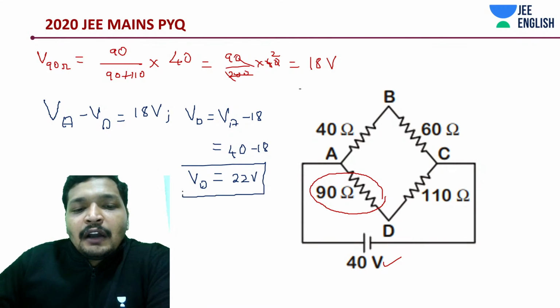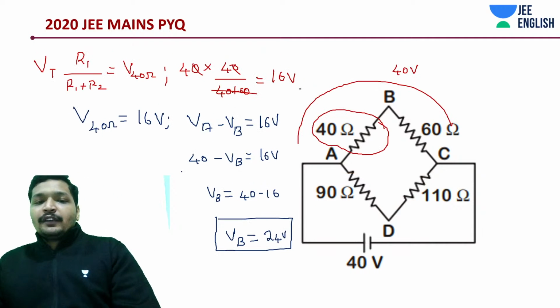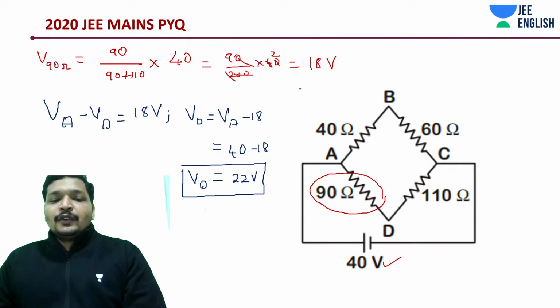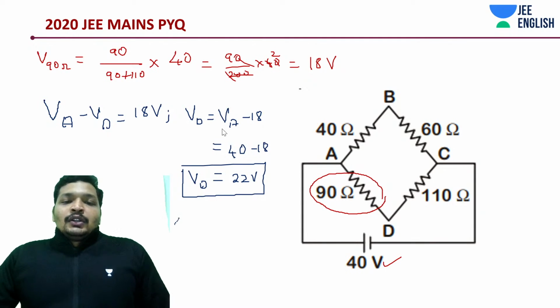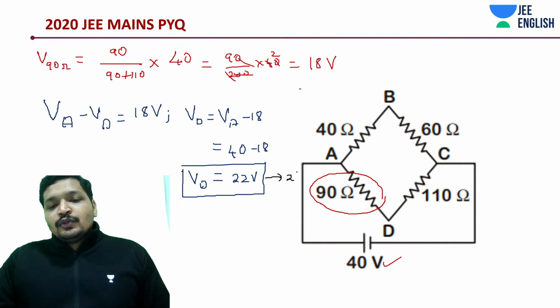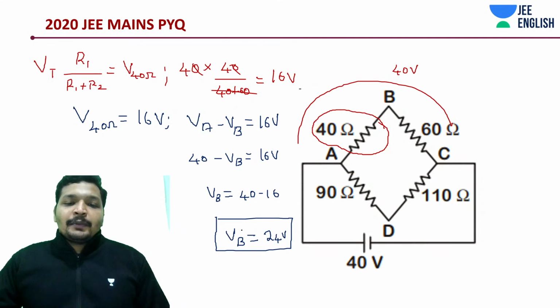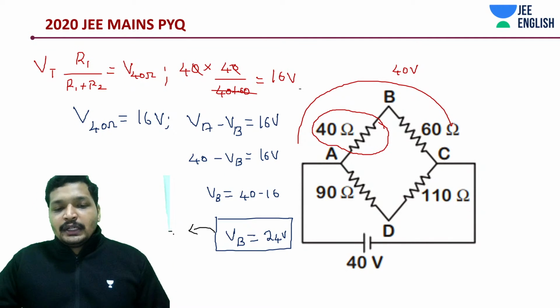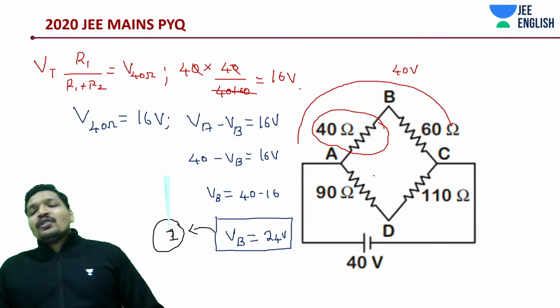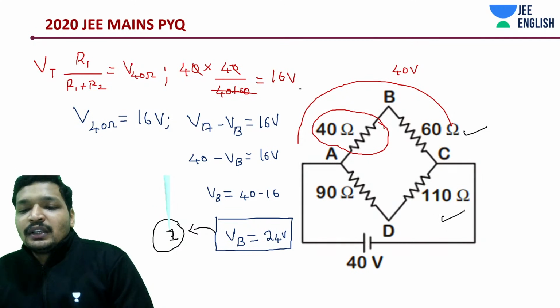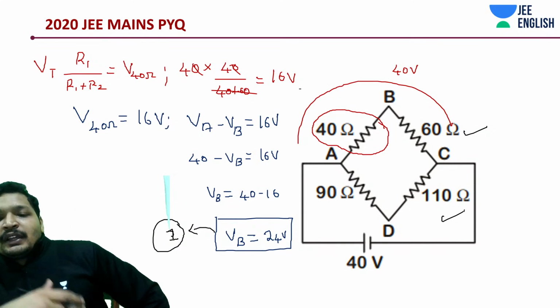Value of VB was how much? 24. Okay, so you have both of them. In this case, 1 is also good enough. If you know what is the potential drop across 60, still you can do it. And if you know the potential drop across 110, still you can do it. That is basically VB and VD.